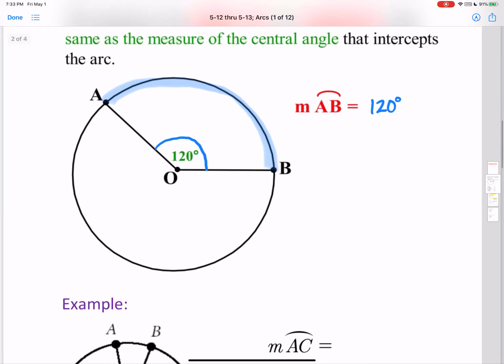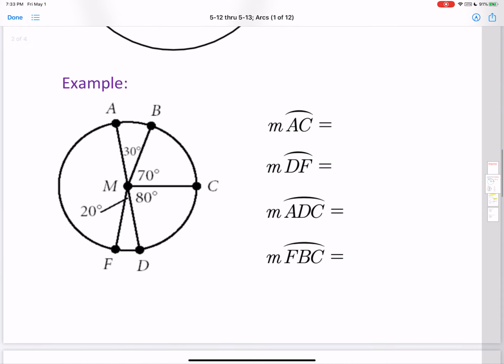With that in mind, let's take a look at this quick example. We have a circle with center M, and all these angles within it. They gave us some angle measurements in terms of their central angles, which means the corresponding arcs will be the same measurement. Angle AMB is 30 degrees, which means arc AB is also 30 degrees. I'm just going to go around. So this is 70 degrees, this is 80 degrees, and this is 20 degrees.